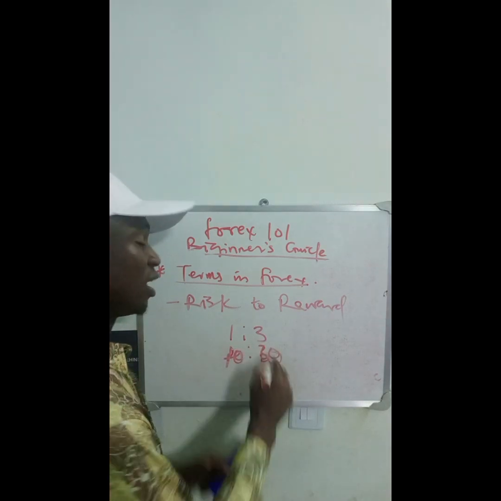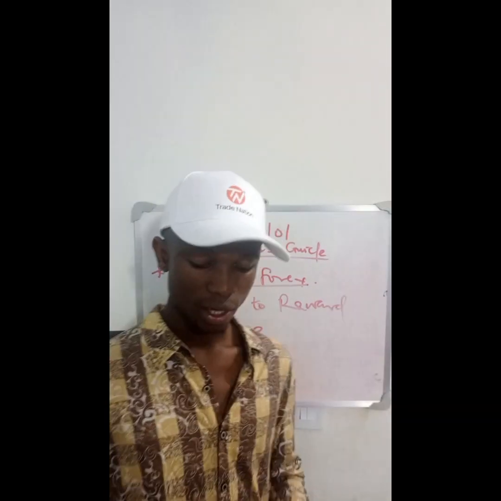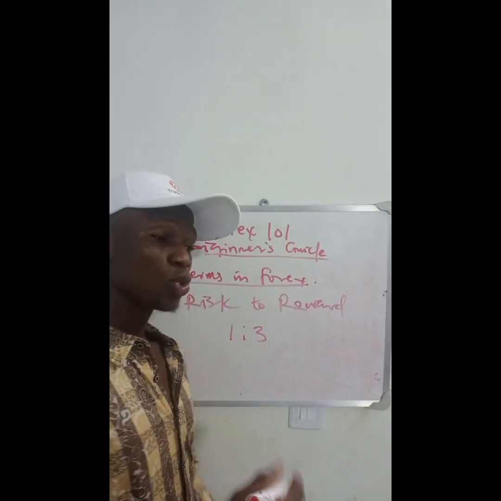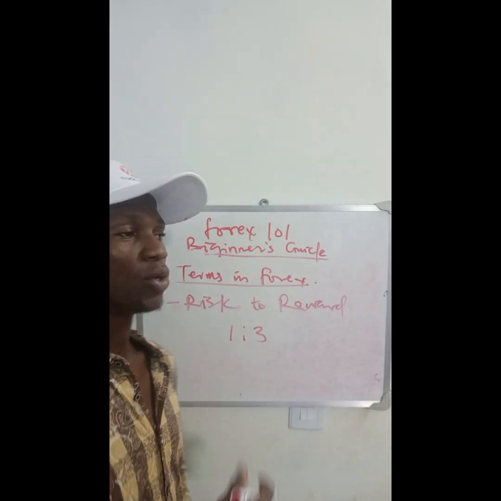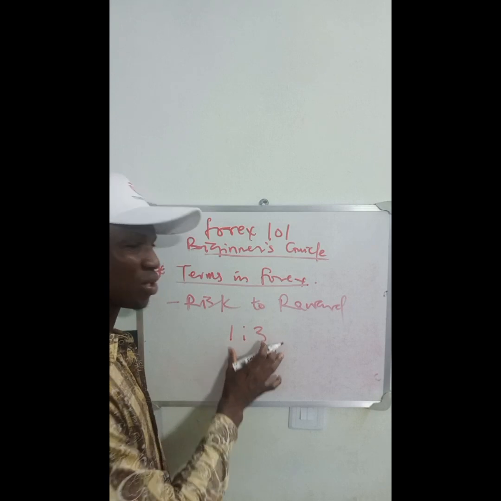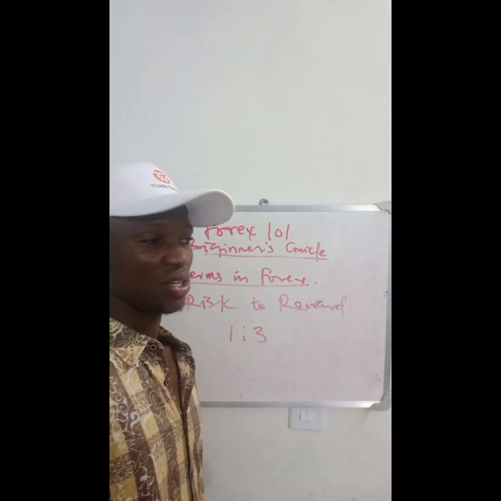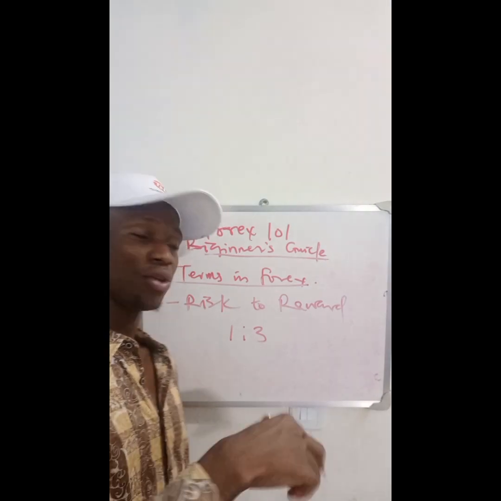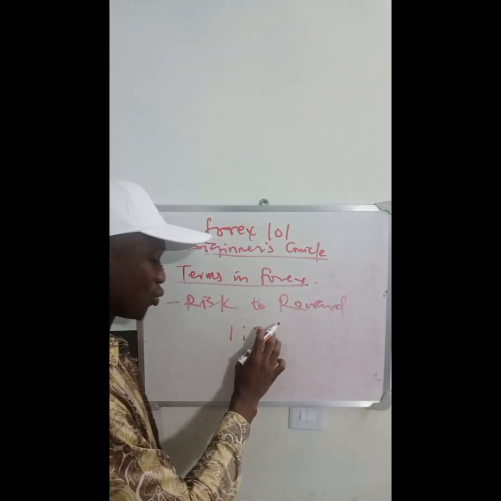To get $30. The aim in forex trading is not to win in all trades, but to let your risk to reward be good. If you are losing, lose less. If you are winning, you gain more. So with a risk to reward of 1:3, even if you have a 30% win rate, you are still in profit, because anytime you are winning, you win three times what you are risking. Do you understand? So it's called risk to reward.